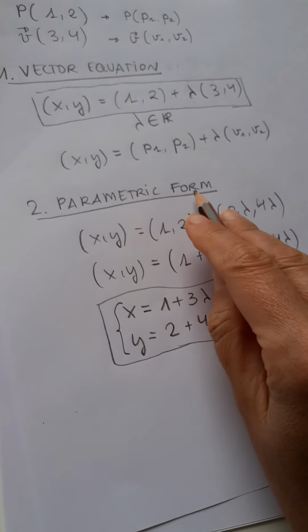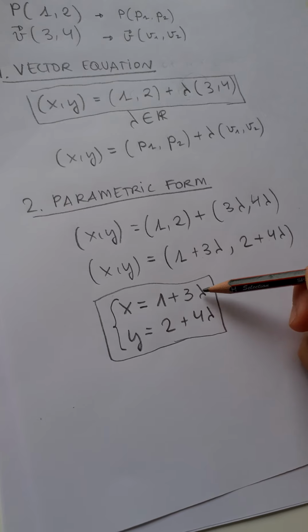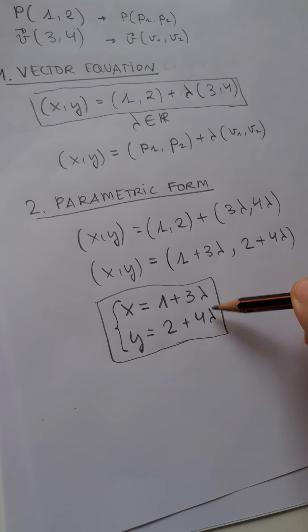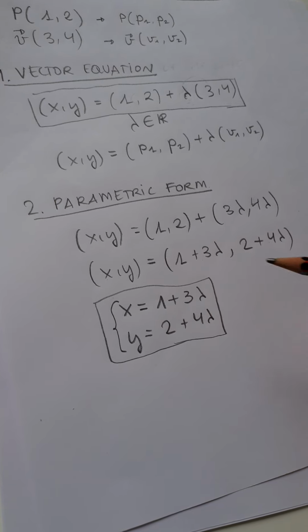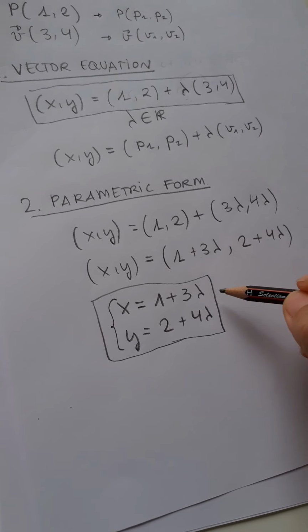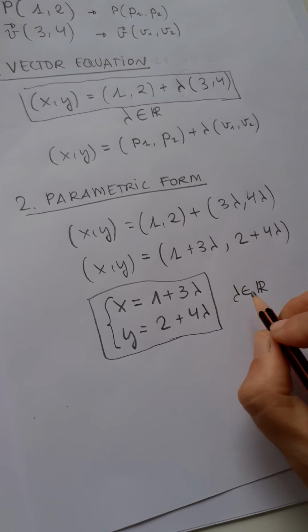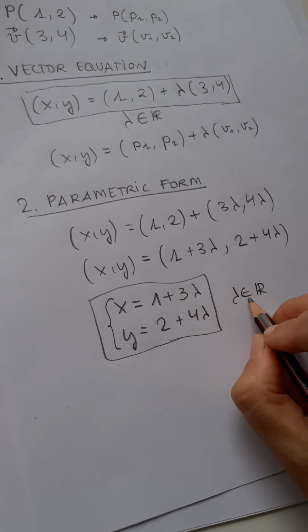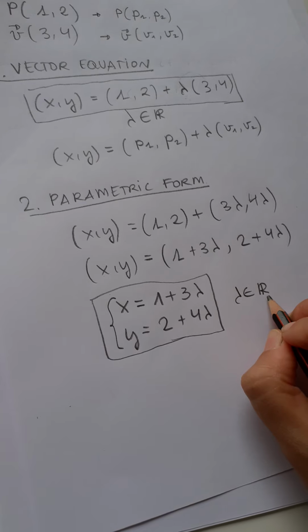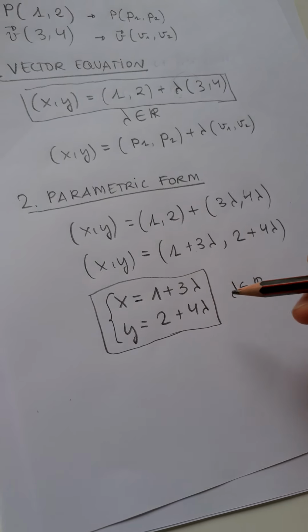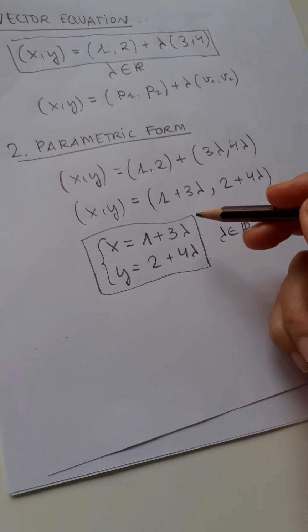Why do we call this the parametric form? Because we are using a parameter in both equations, all right? So now I need two equations to represent just one line. I hope it is clear, okay? And lambda, as before, is any number that belongs to the set of real numbers. Okay, now let's try to identify where is my point and where is my vector.